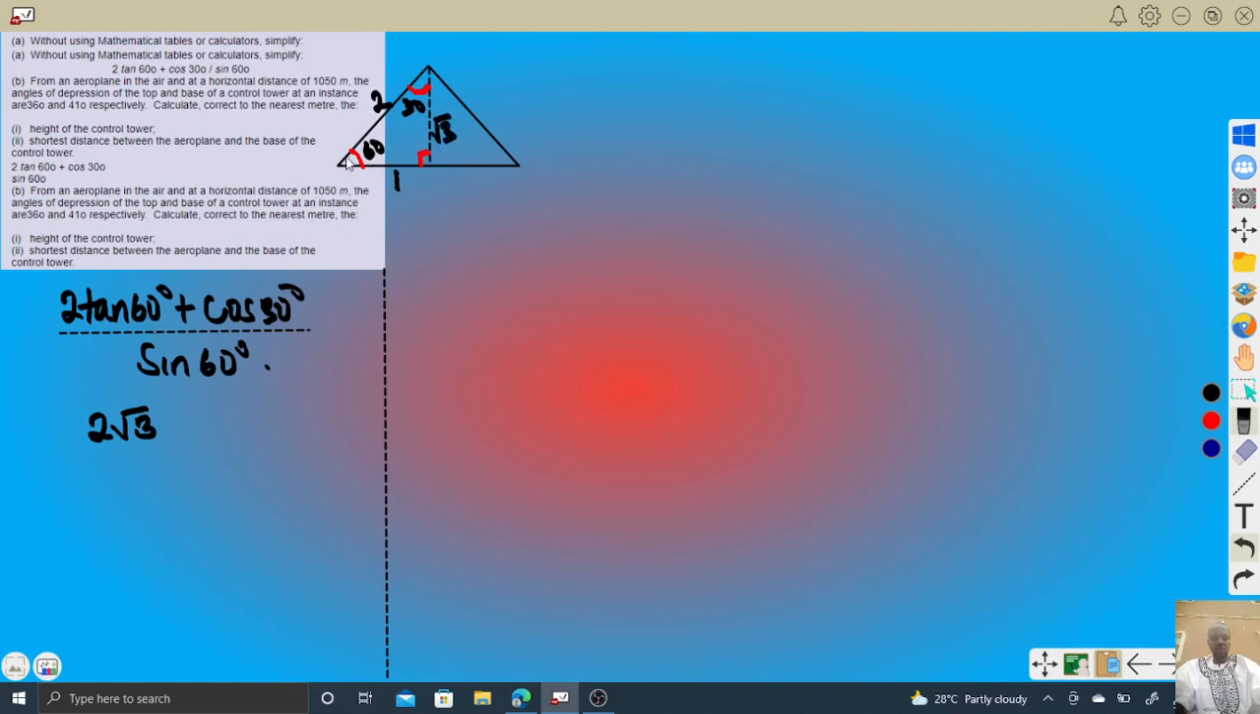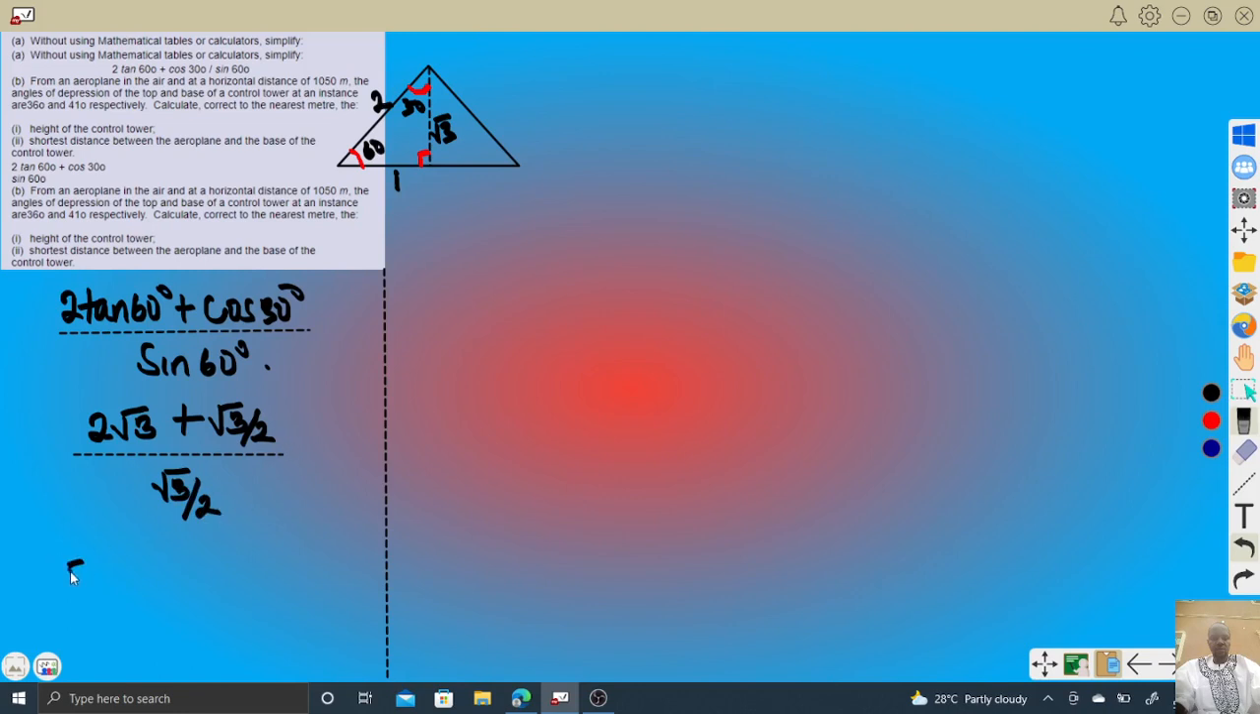Tan is opposite over adjacent, so root 3 over 1. Plus cos 30. I don't need to waste my time, it's what you know. Cos 30 is the same as sine 60, root 3 over 2. You are dividing all your answer here by sine 60. Sine 60 is the same as cos 30, which is root 3 over 2.